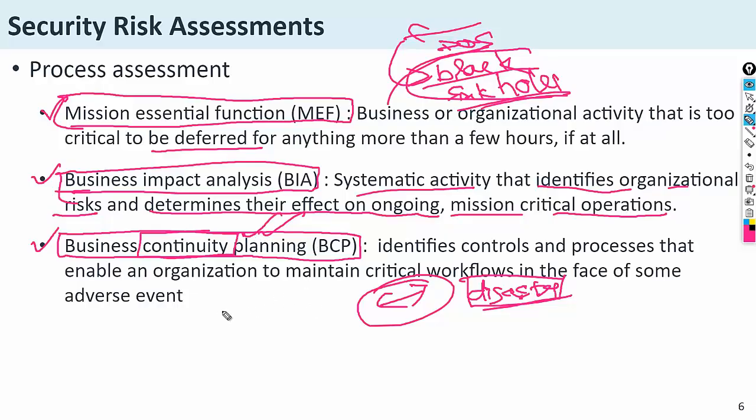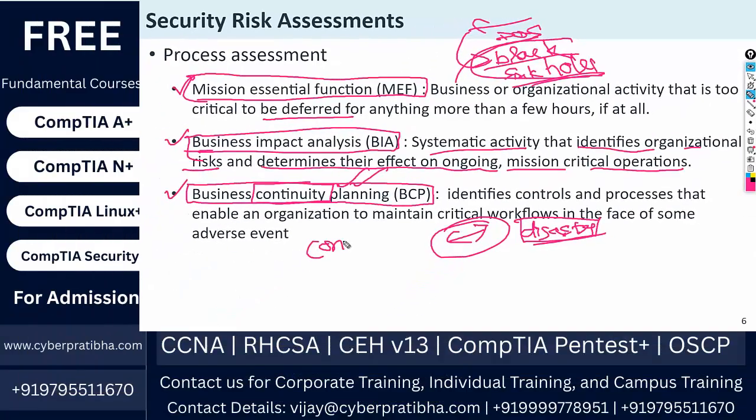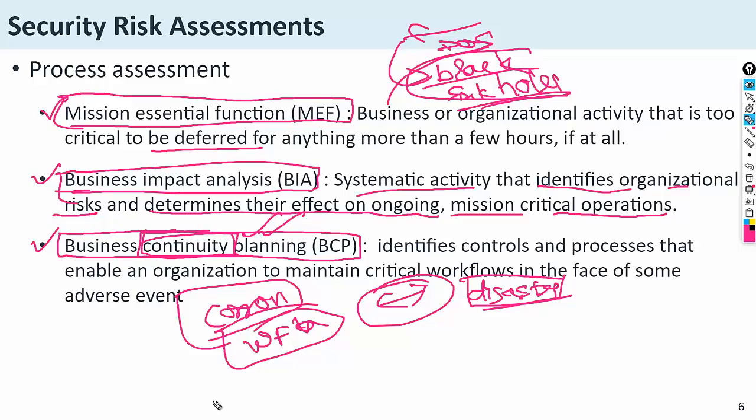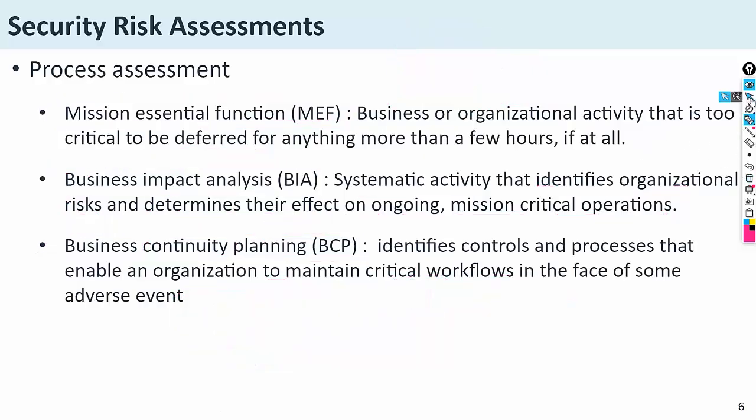Sometime ago the corona impact happened all over the world. So what was the business continuity plan? Work from home. Most organizations started this work from home. So the business remained continuous at that time.